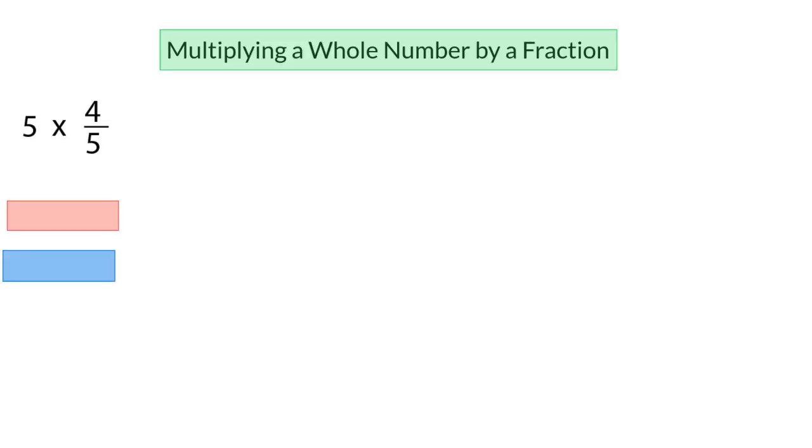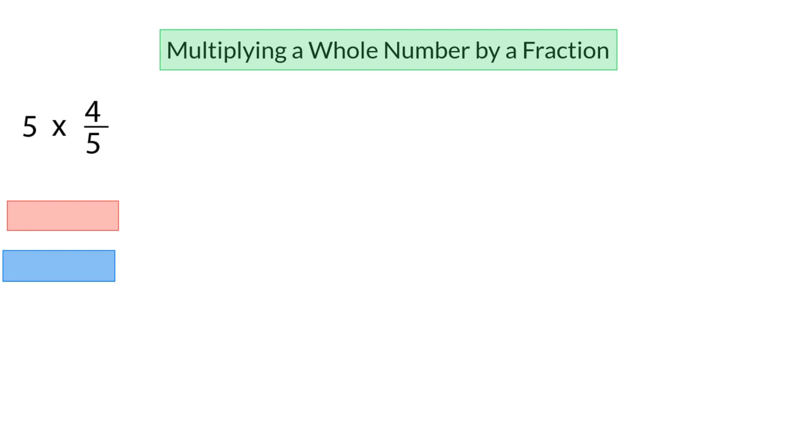Welcome everyone. Today's tutorial is on multiplying a whole number by a fraction. Here you can see that we have the whole number 5. Whole numbers are all the counting numbers, 1, 2, 3, 4, 5, and as far as you can count, as well as 0. And here you can see we have a fraction, 4 over 5.